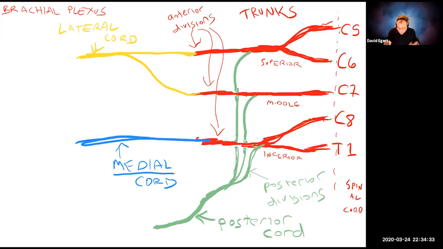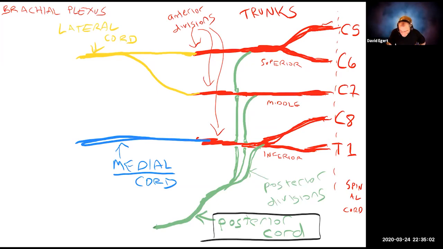So here are the three cords. This is important to keep track of. There's this posterior cord, which got created by these posterior divisions that all went behind. The lateral cord, which is staying more on the lateral side of the arm, and then this medial cord, which is going more on the inside of the arm. And now we can actually talk about the nerves that have names that you need to know.